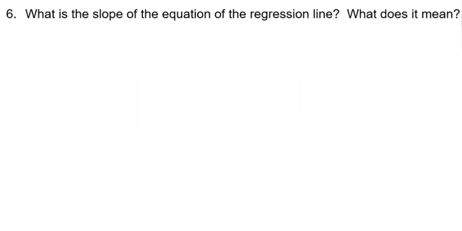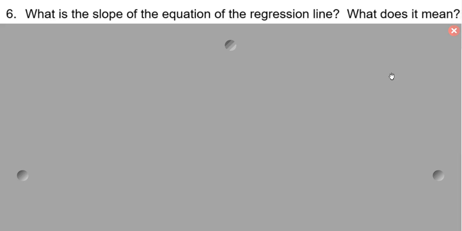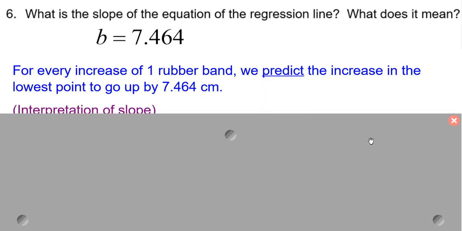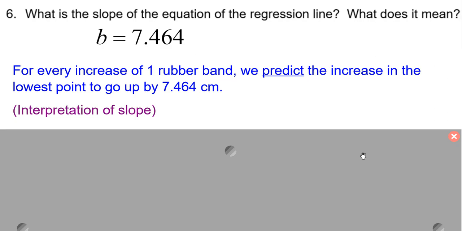And again, because it's a linear equation, we want to know the slope and what it means. Remember, slope is the rate of change, right? If I look at the slope for our regression, that's the b, and that's 7.464. What does it mean? Every time I add one rubber band to my chain, we predict that the lowest point Barbie is going to reach will go up by 7.46 centimeters. So that's our interpretation of the slope. We have a prediction about every rubber band that we add, how much lower Barbie is going to go.